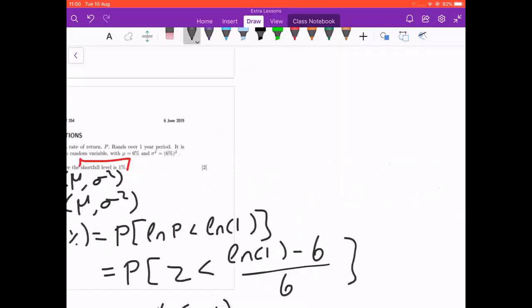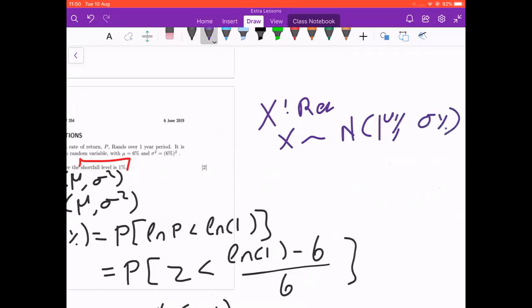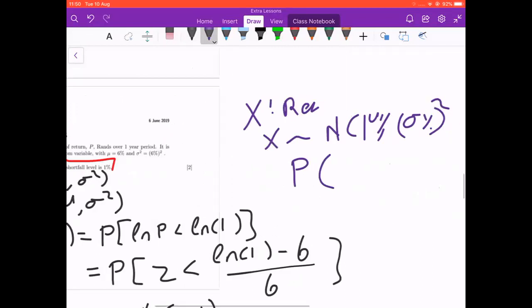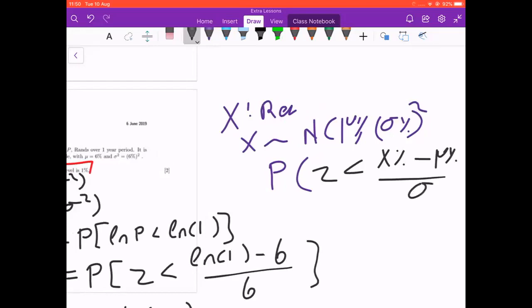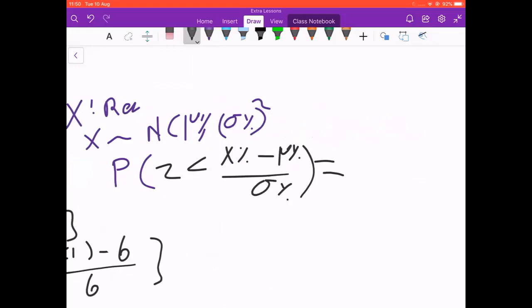So let's say maybe you have X, which is returns, and is normally distributed, right? With mu percent and sigma percent squared. And then, to find the calculation for X, when you standardize this, you have X percent minus mu percent over sigma percent. This answer should be the same as whether you have X minus mu over sigma. Here, because we are not using logarithms, the percentage won't have an influence on the values.